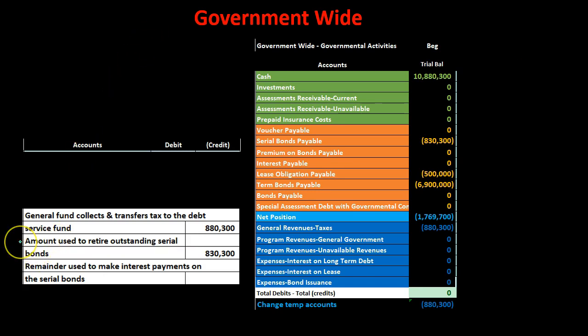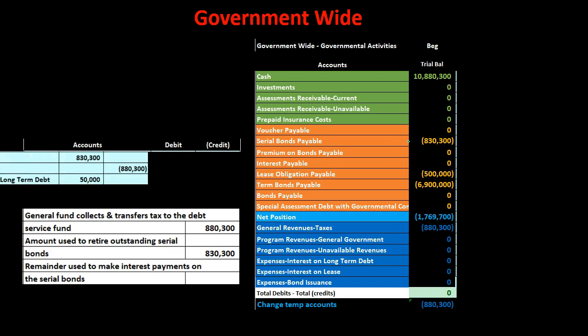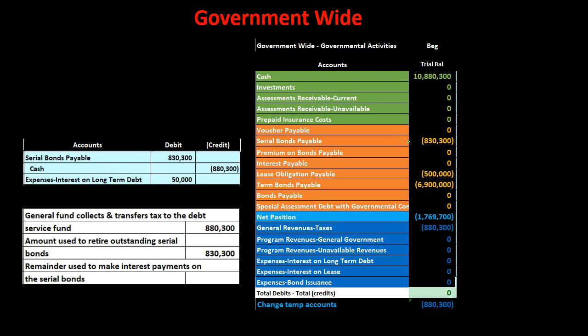Then we're going to say that amount used to retire outstanding serial bonds. We're still in the government-wide type of activities. We're going to use the amount to retire the serial bonds. We see them on the books at the $830,300. If we were to retire the serial bonds, we need to debit this amount then. So we're going to debit the serial bonds. We're going to credit the cash for $880,300. And the difference between the two is going to be the excess interest.